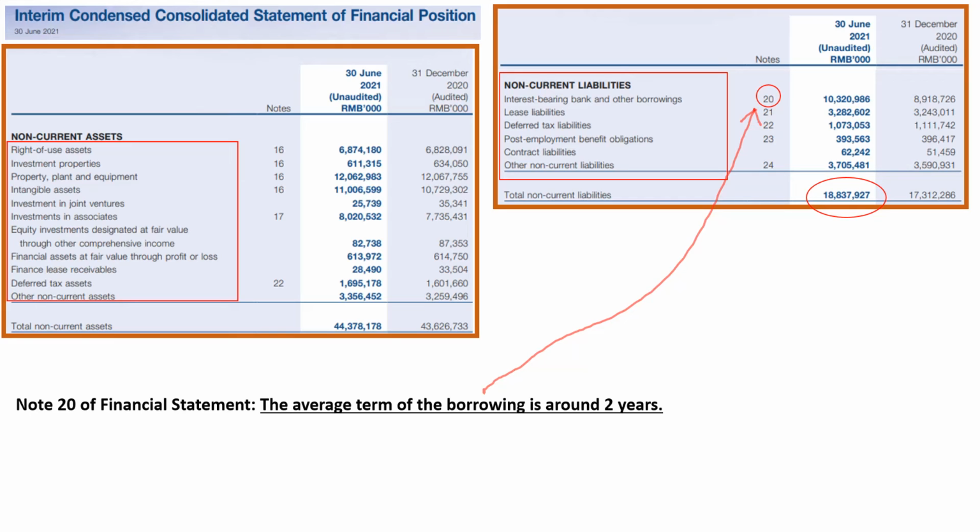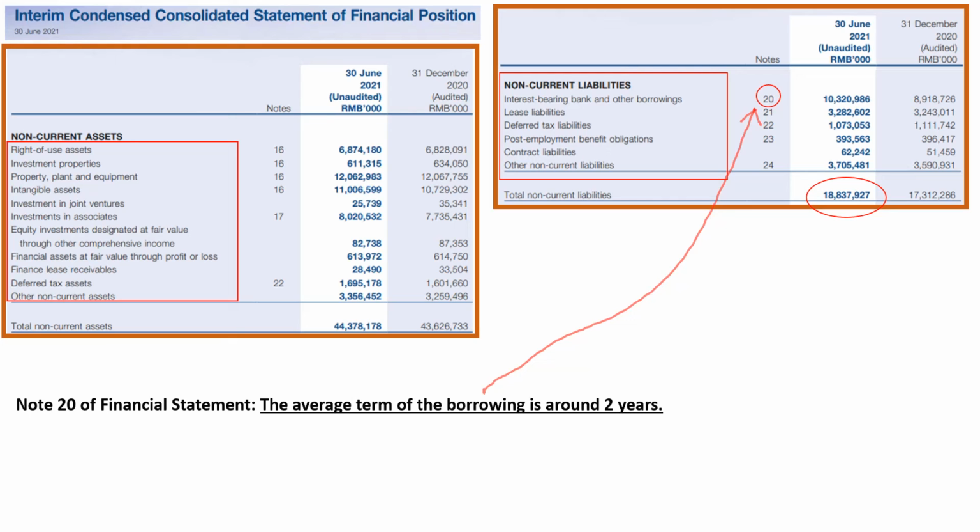So what I did was look at the biggest liability that the company has, which is interest-bearing bank and other borrowings. The related note number is 20. From note 20 of the financial statement, I found out the average payback period is around 2 to 3 years. Therefore, I will use 2 years payback as a prudent estimate for the average of all non-current liabilities.